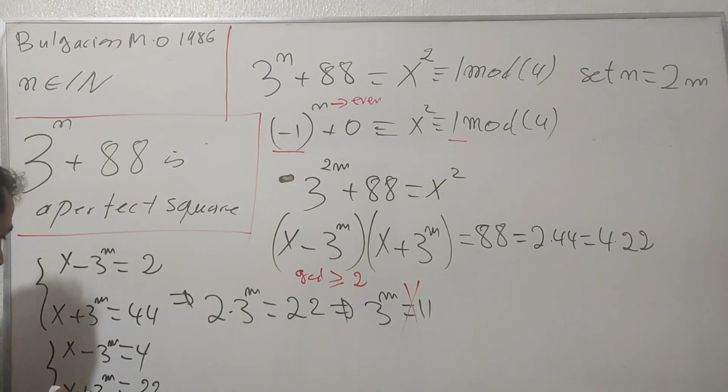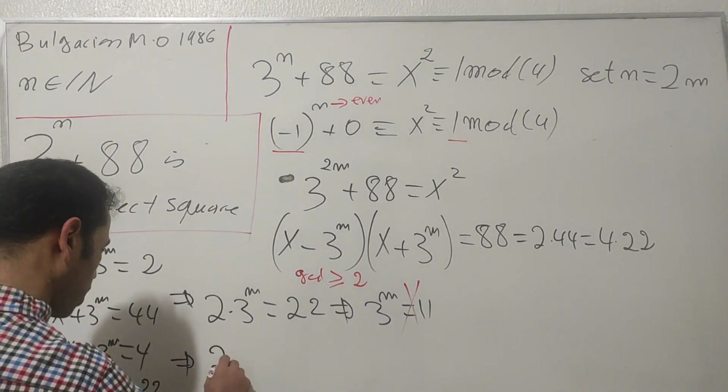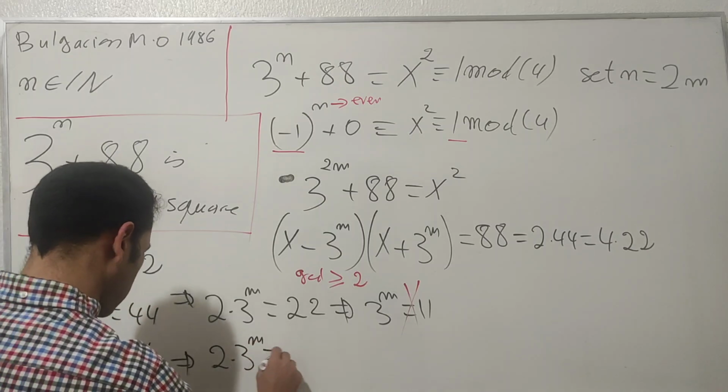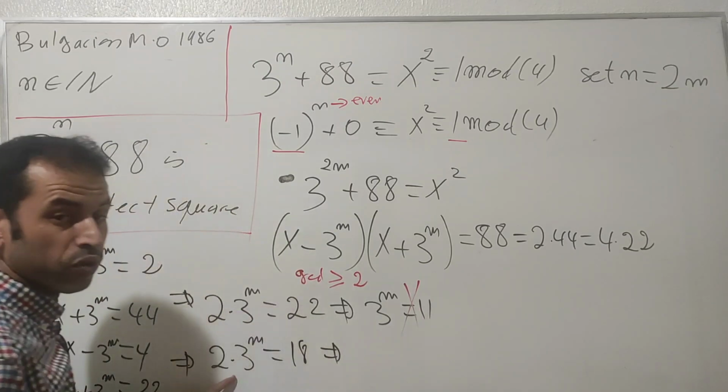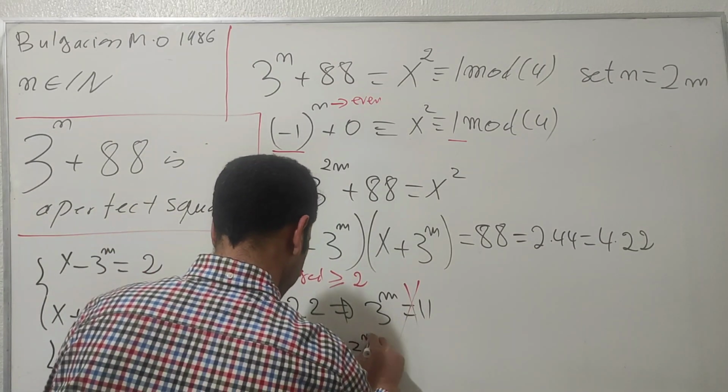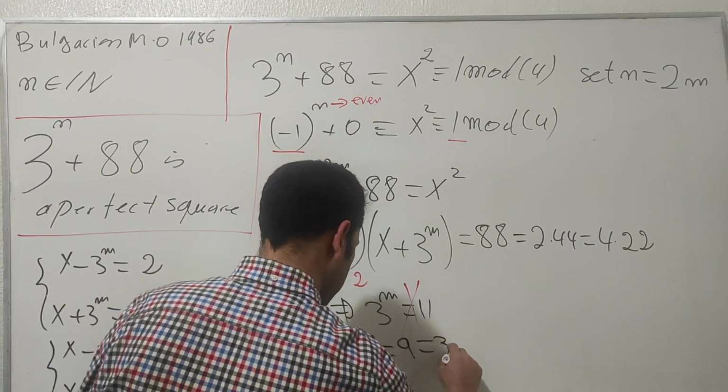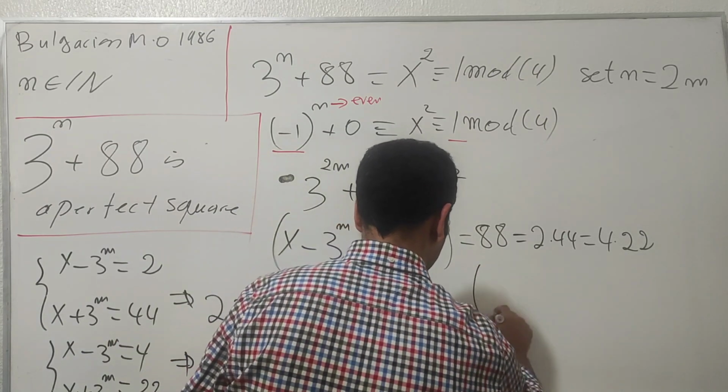So let's move on to the second equation. Second equation, I'm going to do the same thing here. 2 times 3 to the m equals 22 minus 4, which is 18. I'm simply going to divide both sides by number 2 here. I get 3 to the m equals 9, which is the same as 3 squared. So I get the value of m.